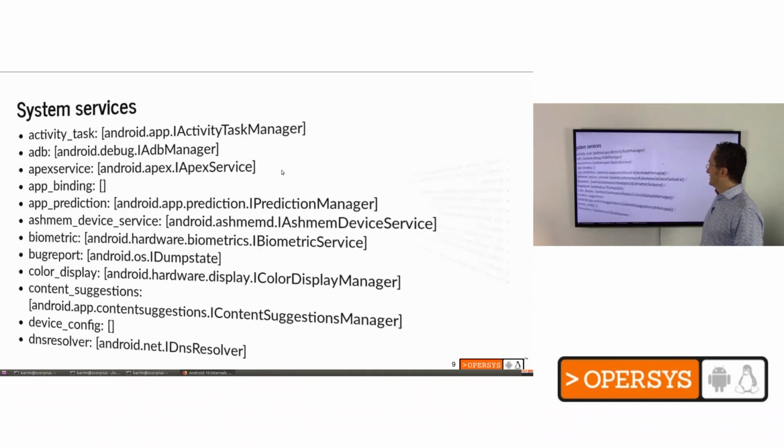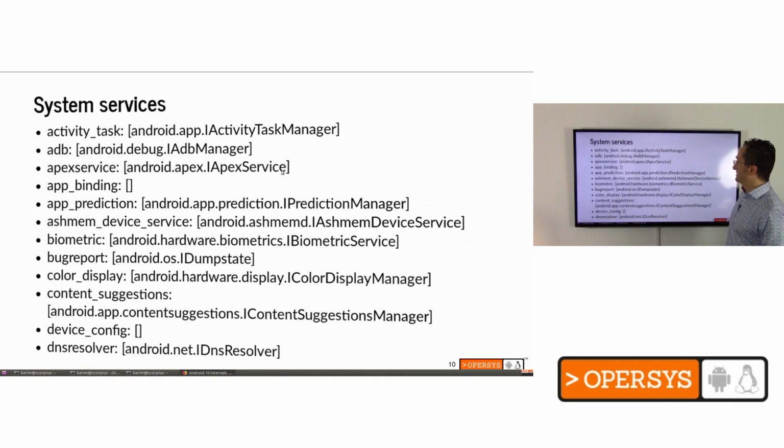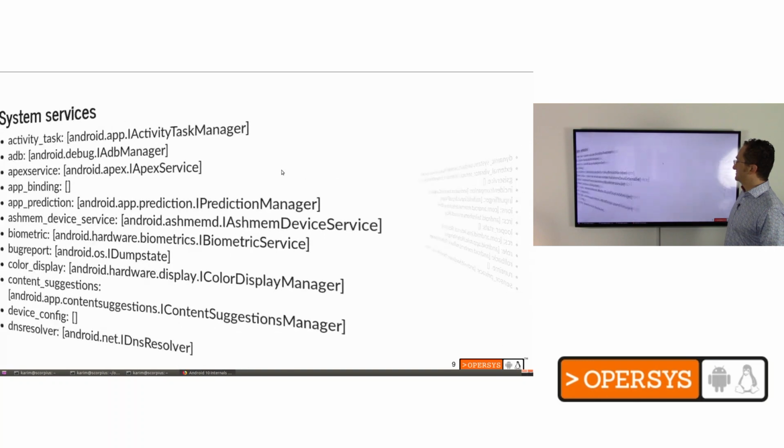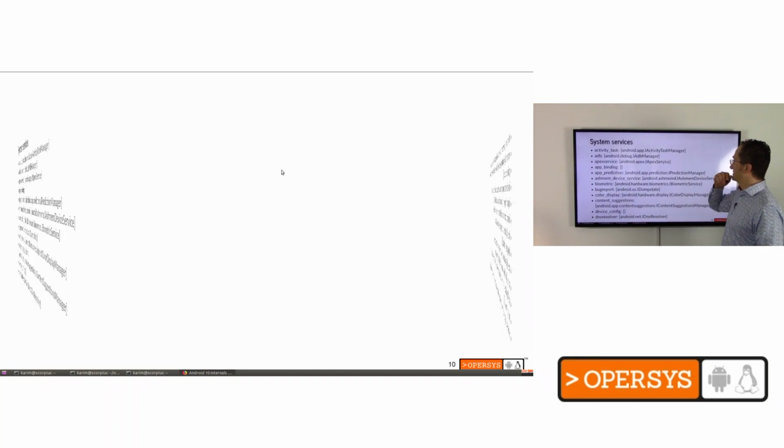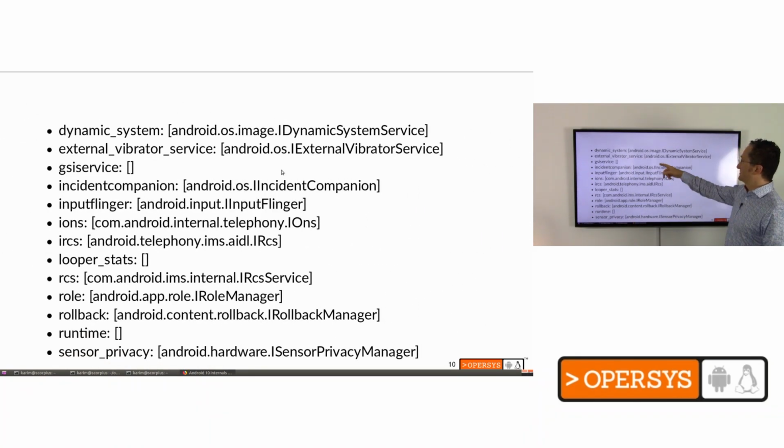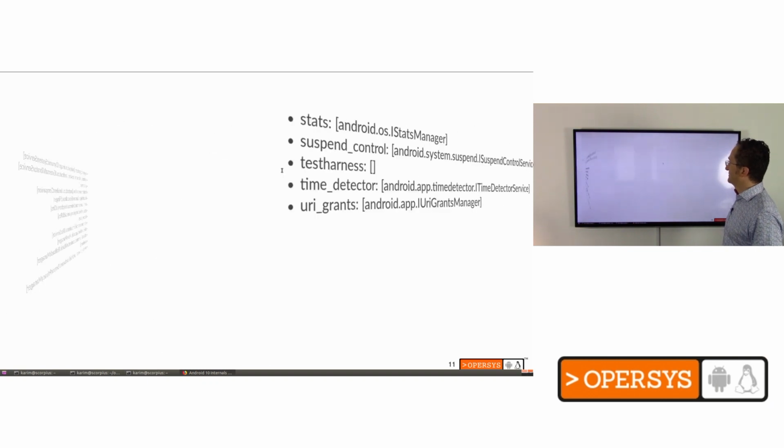So what else do we got here that caught my eye? DNS resolver. This one I want to look at. I want to see what this does a bit later. GSI service, so generic system image. I want to see what this does. I'm not exactly sure what this actually does at this point. Rollback service. I believe this has to do with the file system rollback stuff that they've been working on.